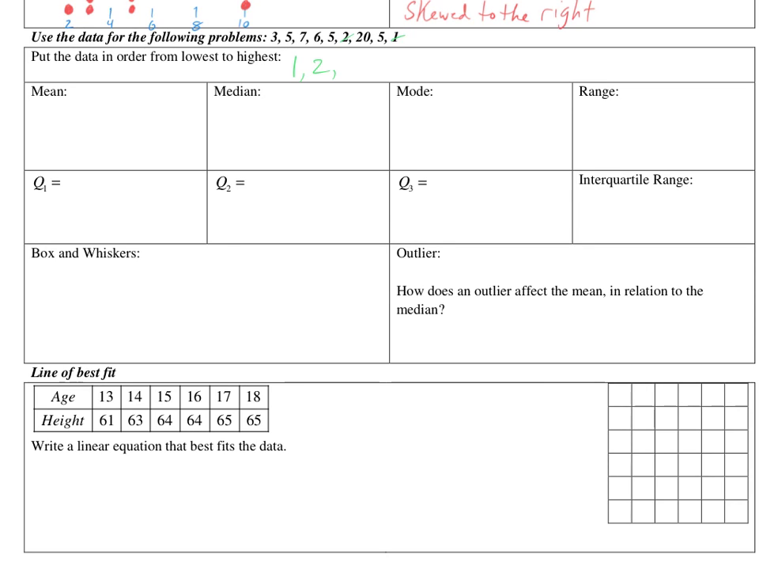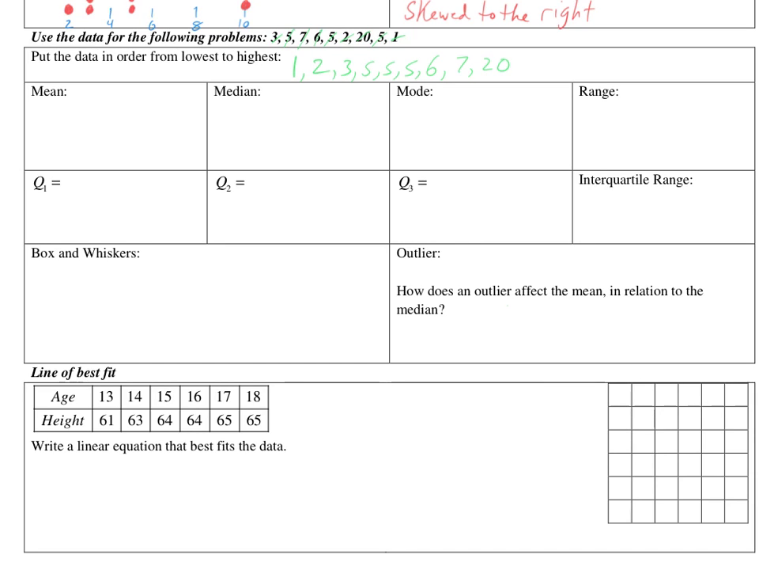What's next? 3. Next will be 5. I have 2 of them, so I have 3 5s, so I put 5, 5, and 5. Okay, then I have a 6, a 7, and a 20. Do you see where crossing them out is important? Otherwise, you might do it too many times, too few times, skip something.